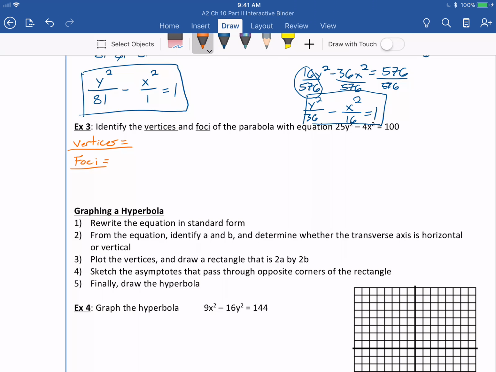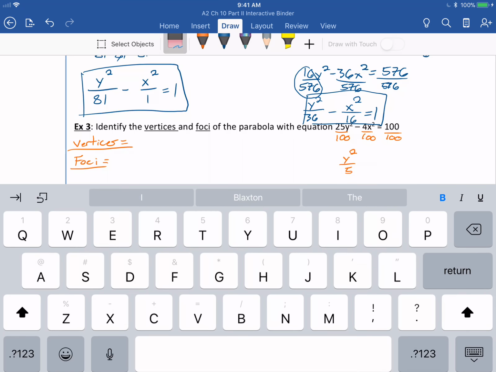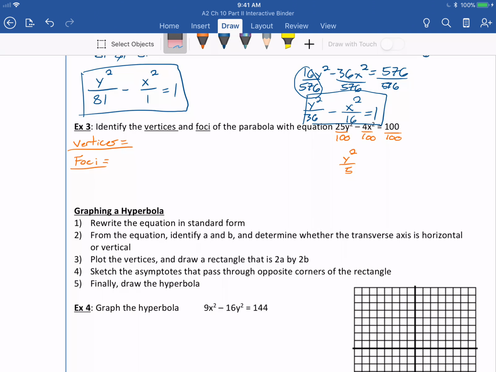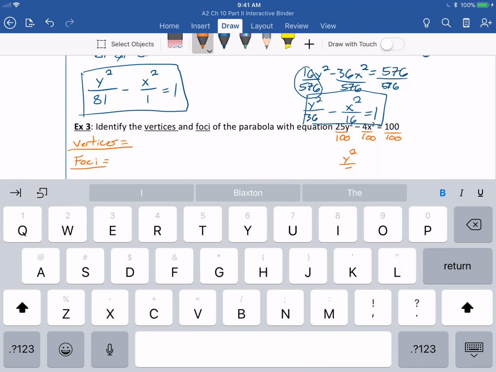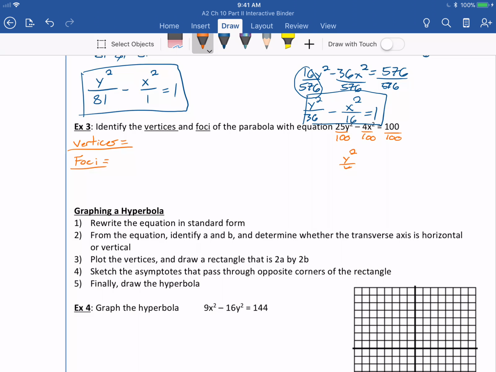So here we go. To start out with this one, I got to get it in standard form, so I have to divide by 100. So now I have y squared over 5. Excuse me, 4, Mr. Laxton. 25 goes into 100 4 times. And erase, erase, erase. Y squared over 4 minus x squared over 25 is equal to 1. Okay, so notice here that, hey, this is my standard form equation.